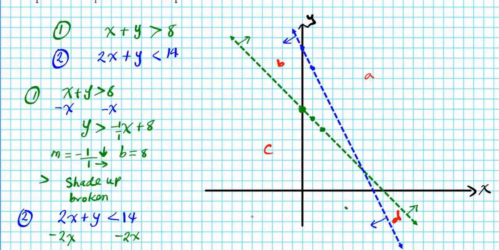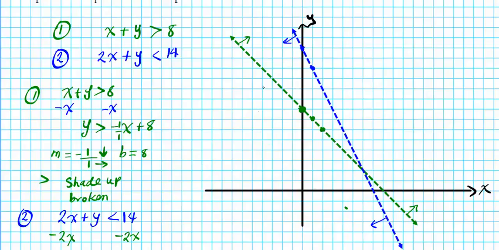The answer is the region where both arrows are pointing to. If you look at A, only the green arrow is pointing to A, so that's a no-no. D, none of them are pointing there. C, only the blue arrow. Look at region B. What do you notice? Both arrows are pointing to this region, so guess what? That is our solution region.